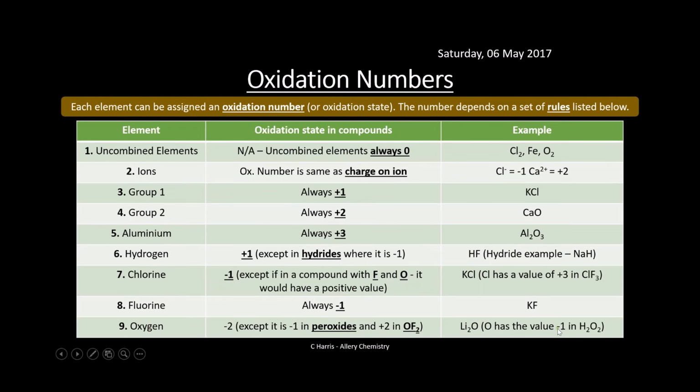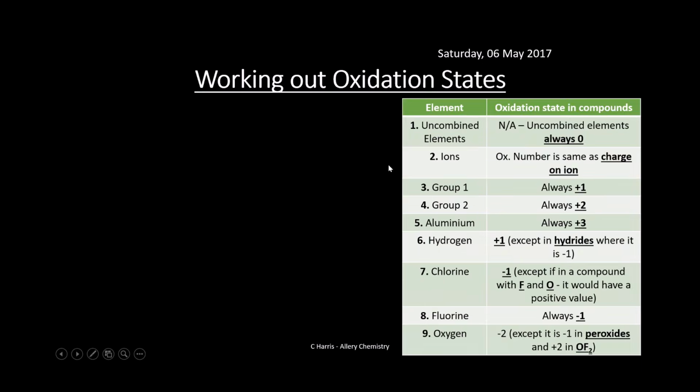But oxygen has a value of -1 in hydrogen peroxide, that's H2O2. Basically, per oxide means for every oxygen. So you can see here, we've got a hydrogen for every oxygen. 2 hydrogens, 2 oxygens, hydrogen peroxide. So it's pretty smart. Right, so let's look at the next bits.